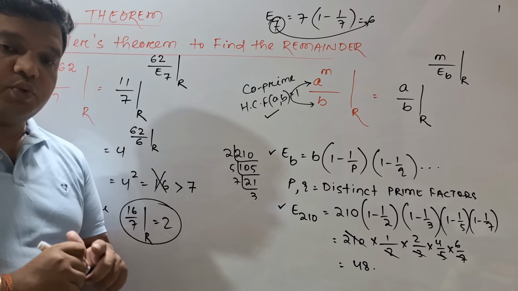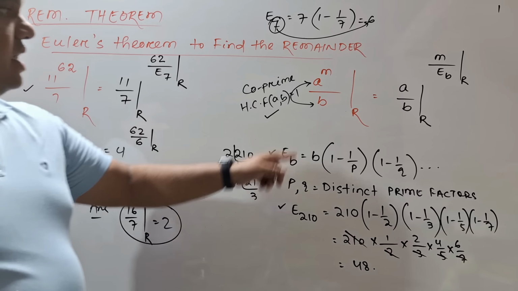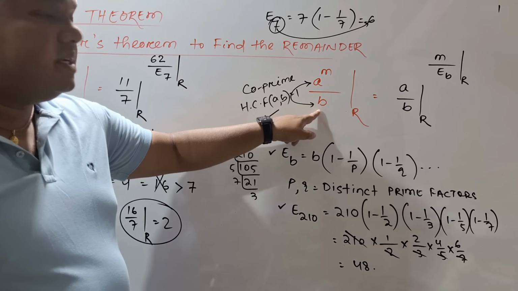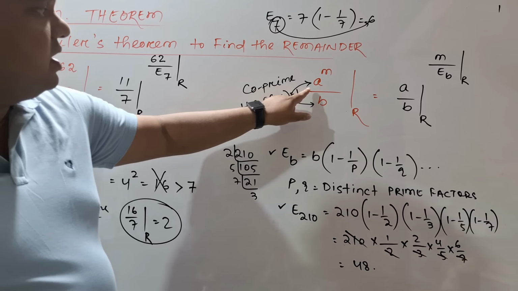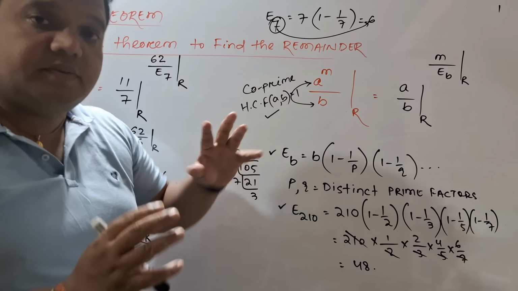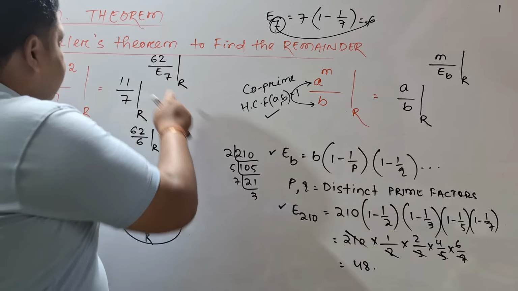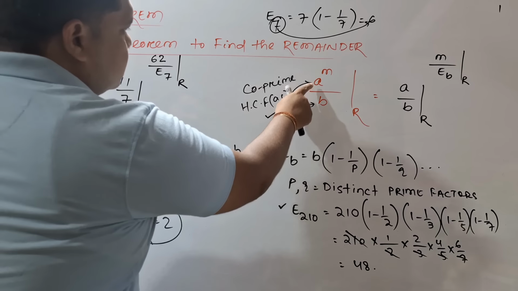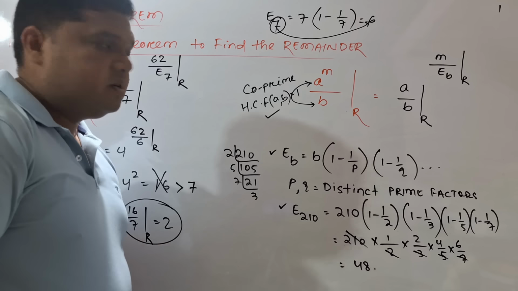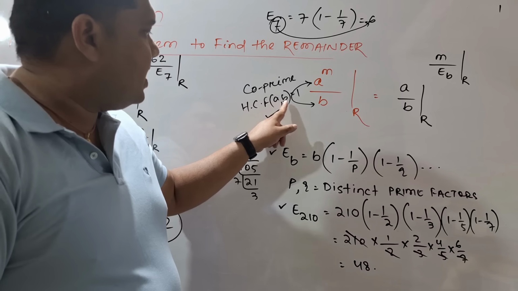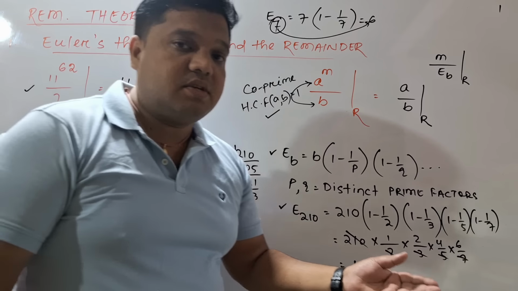Here my answer is 2. Thought process clear? How to apply? Once again, a to the power n when it is divided by b. This is the structure, syntax of what? Euler's theorem. Here a to the power m, it is the dividend, b is the divisor. How to find the remainder? Before you apply Euler's theorem, first of all you have to check whether these two numbers are co-prime or not. Co-prime means HCF of a and b must be 1. If it is satisfied, then you apply Euler's theorem.